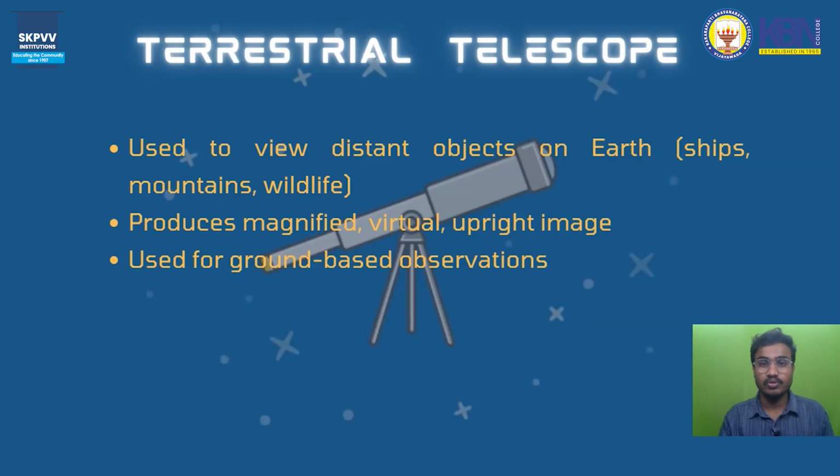Terrestrial telescopes are the second type of telescopes we are going to see in this session. These terrestrial telescopes are used to view distant objects on Earth, like ships, mountains, and birds flying. They produce a magnified, virtual, upright image. Terrestrial telescopes are used for ground-based observations. They are not usually used to observe long-distance celestial bodies. They are used to observe only ground-level bodies.